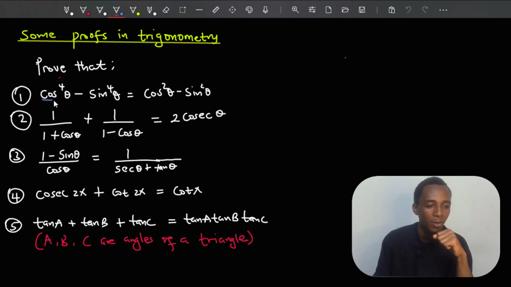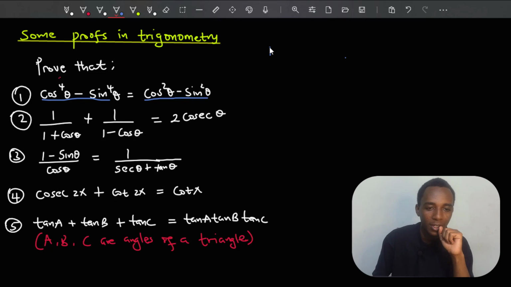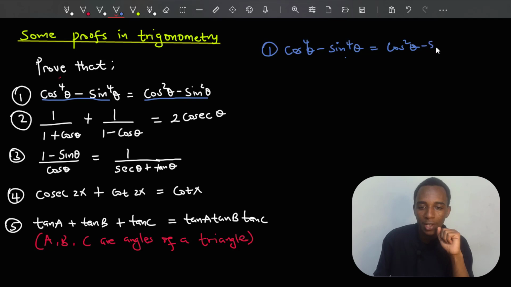Here we have cosine to the power 4 minus sine to the power 4. We have to prove that this is equal to cosine squared minus sine squared, or we can actually do it the other way around. So if you're doing these problems, I would advise that you begin with the side that has the greatest detail. So let's begin on this one here. So we have cos to the power 4 theta minus sine to the power 4 theta equals cosine squared theta minus sine squared theta. So as you can see in this problem here, I actually see a lot more detail on the left-hand side than the right-hand side.